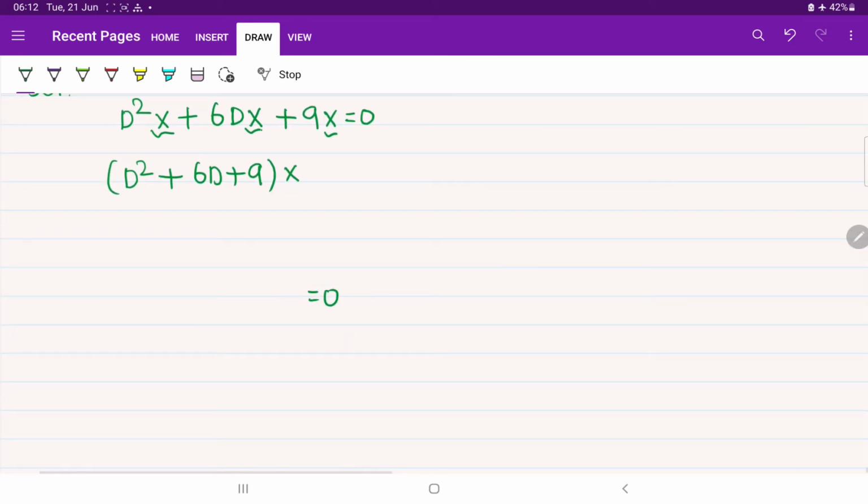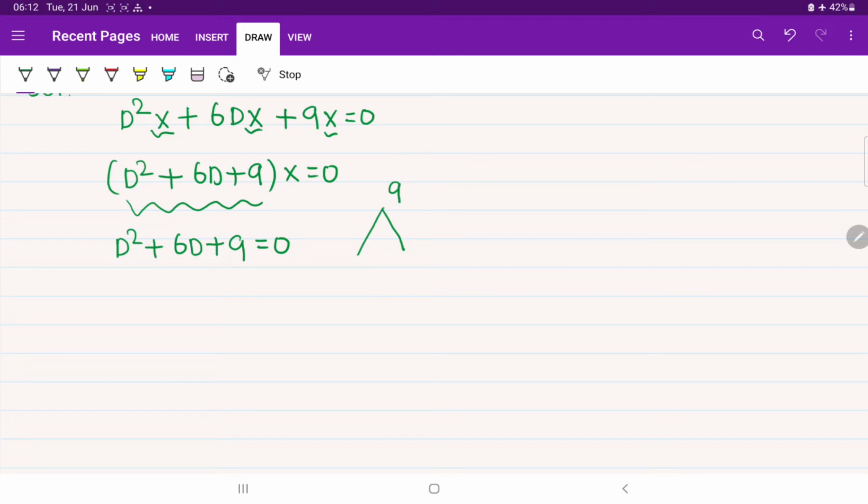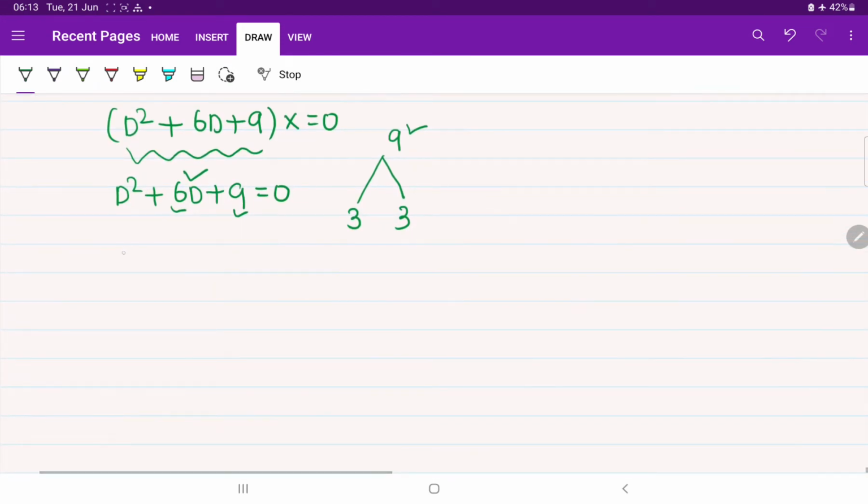After that, once you take this common term outside, then you can observe one characteristic equation. Take that characteristic equation outside, just equate it to 0. How to resolve this? We can directly say product should become 9, addition should be 6. So shall we put 3 here? 3 plus 3 will be giving us 6, 3 into 3 will be giving us 9. So the corresponding factors are D plus 3 into D plus 3 equal to 0.